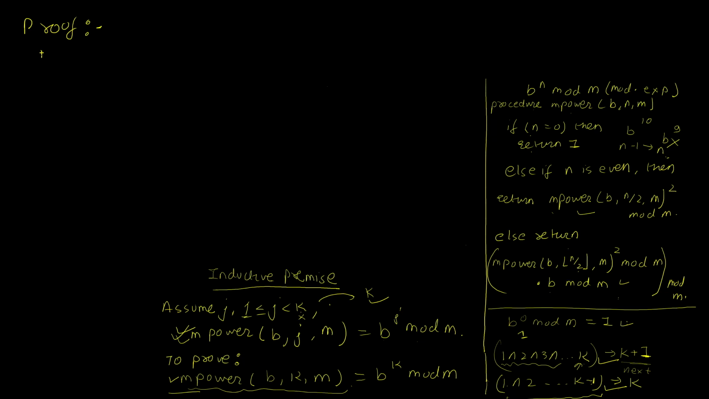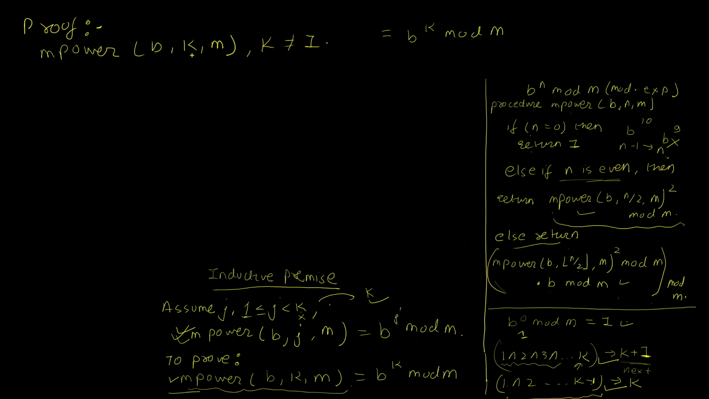So what I want to evaluate is the value of mpower(b, k, m). And this time k is not equal to 1. This is not the base case. Then we know from this function definition that if n is even, it returns this thing, and if n is odd, it returns something else. So we'll need to do the same thing here. We need to show that this is indeed equal to b raised to the power k mod m, regardless of k being even or odd. So we'll do that in 2 steps. We'll see if k is even, and we'll also see if k is odd. Alright, let me also move this assumption on top and clear this part of the board.